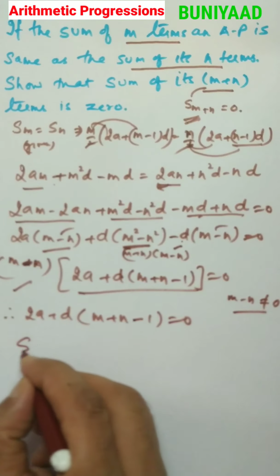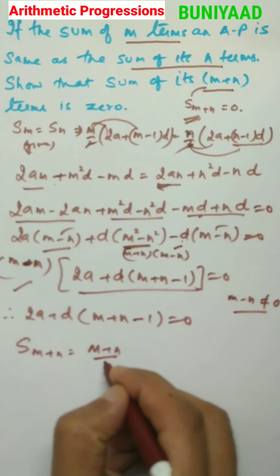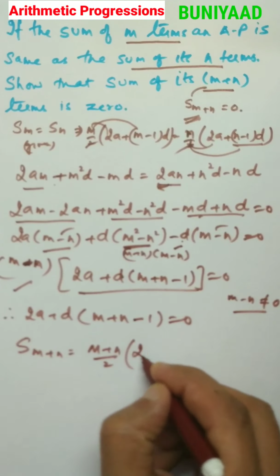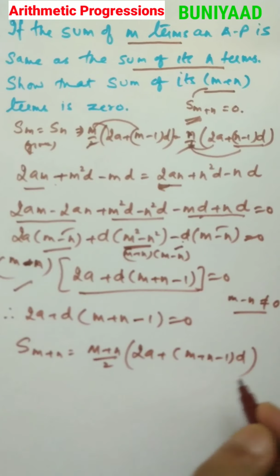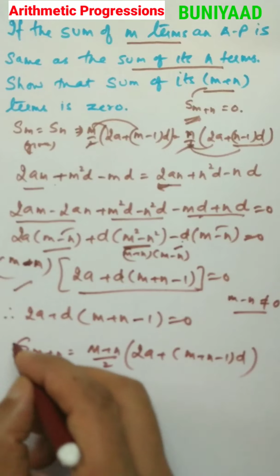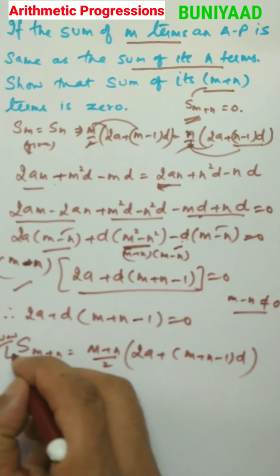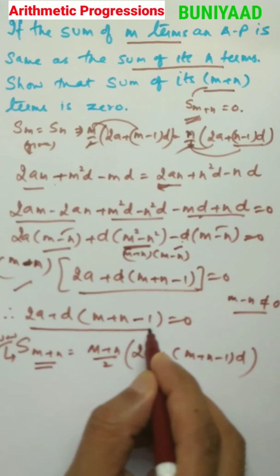Sm plus n. Now Sm plus n. The formula will be (m plus n) by 2, 2a plus (m plus n minus 1)d. This is the formula of Sm plus n, which we have to find out. And 2a plus d(m plus n).